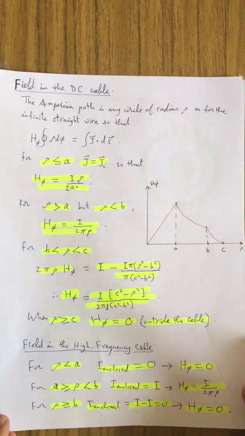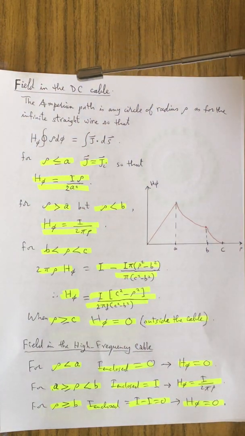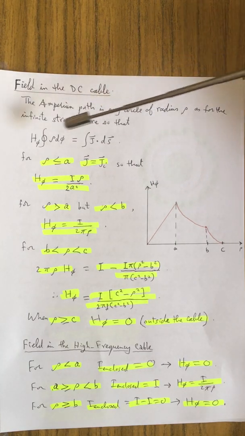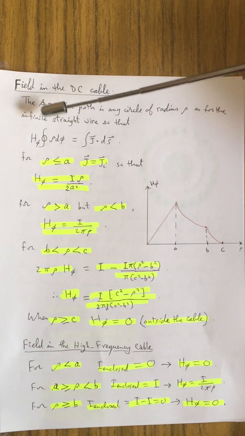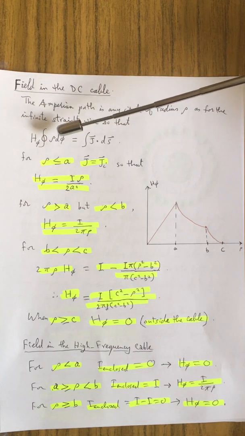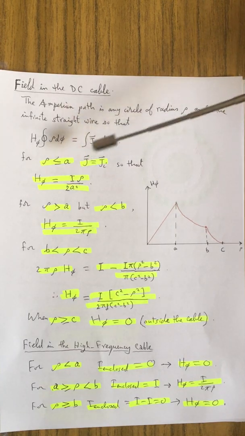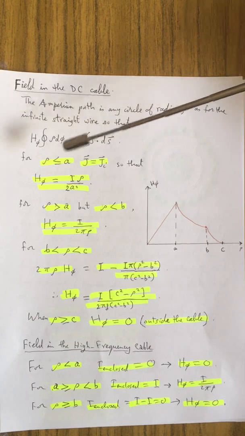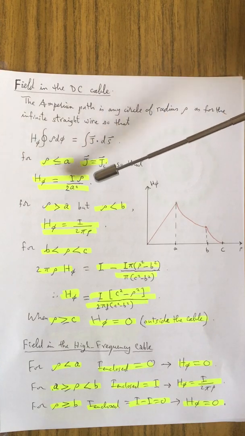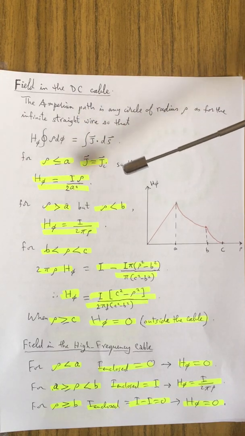Now we can apply Ampere's law. For the case of the DC cable, the Amperian path is any circle of radius rho as for the infinite straight wire, so that the line integral of H_phi around the path gives this, and the current enclosed is just the integration of J dot dS. So for rho less than or equal to a, J is J_i, so that H_phi is I times rho divided by 2 pi a squared inside the inner conductor.